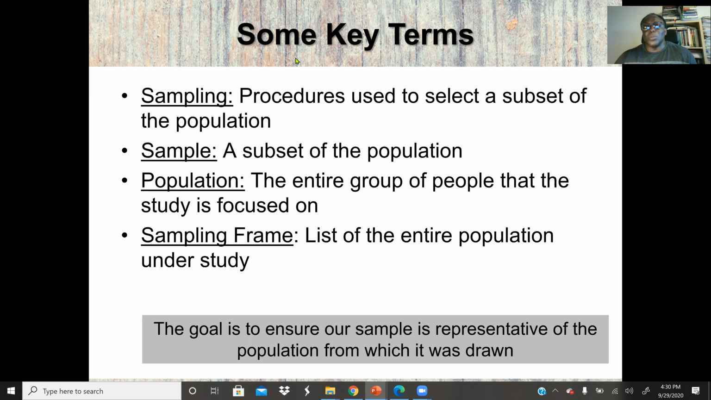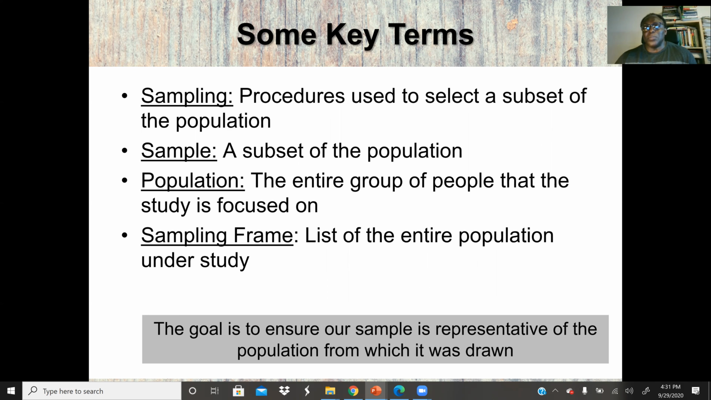So here we start with some key terms. First, what is sampling? Sampling is a procedure used to select a subset of the population. So as we said earlier, we have a population of 2 million people. I don't want to collect data from all the 2 million people because it would take too long. So I may take a sample of only 100, but now I have to make sure that this 100 out of 2 million is well represented of the whole population of 2 million.